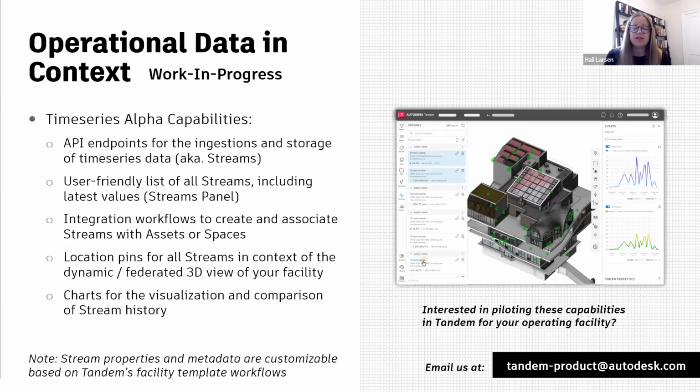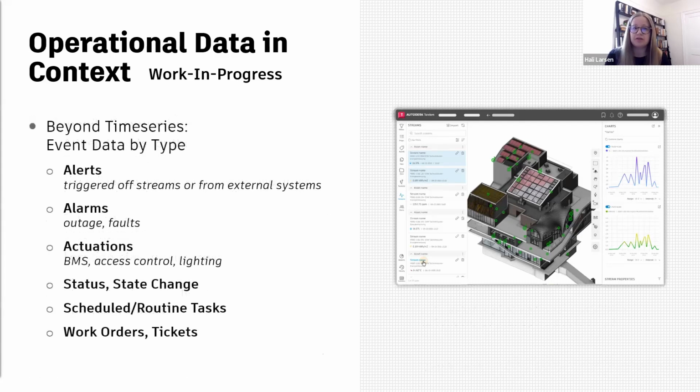Possibility to work with alarms coming off of outages or faults in the building, things you really want to pay attention to. General actuation events, these are the control system logic of the building itself, so coming off your building management system, access control systems, lighting systems, etc. And then additional event types could be status or state changes, scheduled or routine tasks, and work orders or tickets. So events happening on the data around those as well.